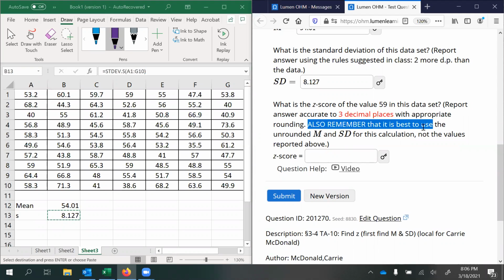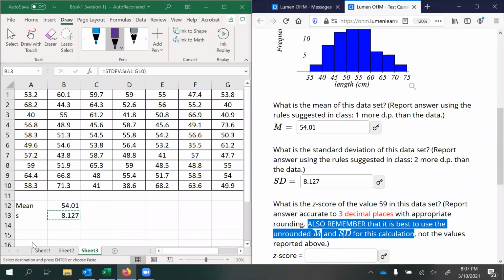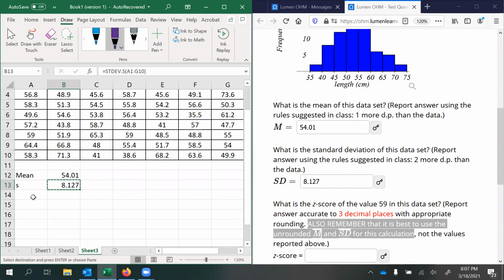Also remember that it is best to use the unrounded mean and standard deviation for this calculation, not the values reported above. Okay, so although I did round them here, Excel is still holding on to the true entire value. So as long as you don't type these numbers in by hand when you're calculating your z-score, you should be fine.